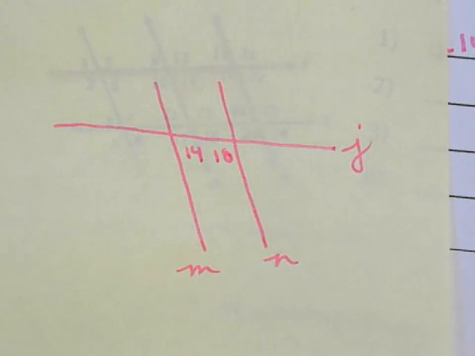So what we need to come up with is if 14 and 18 are supplementary, what can we conclude? If I know that 14 and 18 are supplementary, what can I conclude? Go ahead.